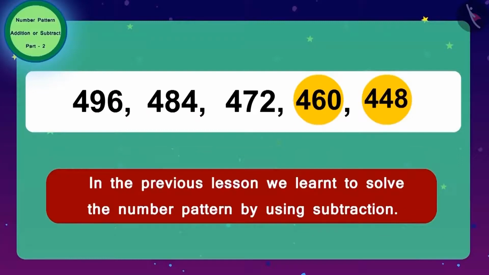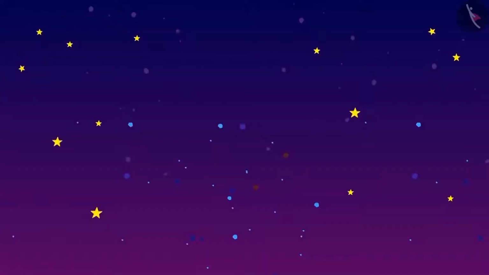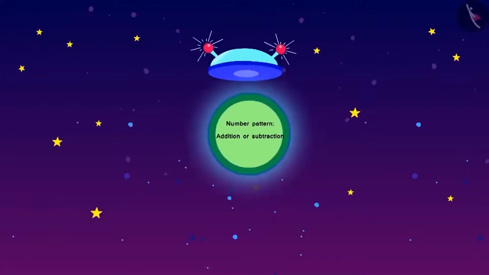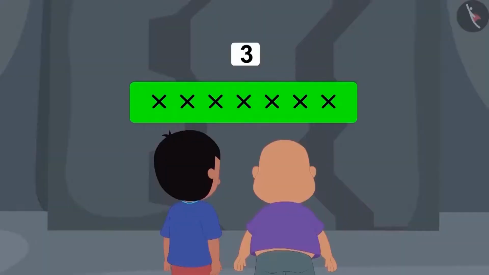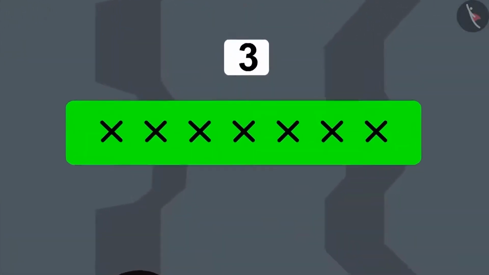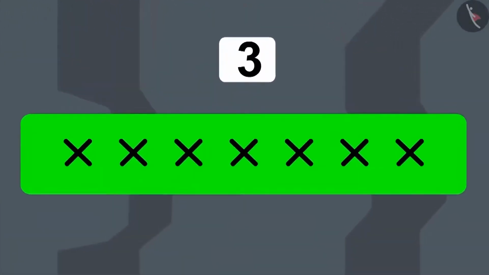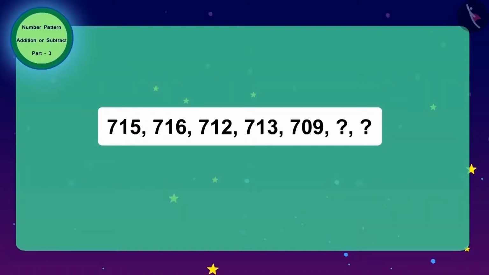In the previous lesson, we learned to solve the number pattern by using subtraction. We will see some more number patterns in this video. Let's see what Jeev's last code is. The last code of Jeev looks something like this.